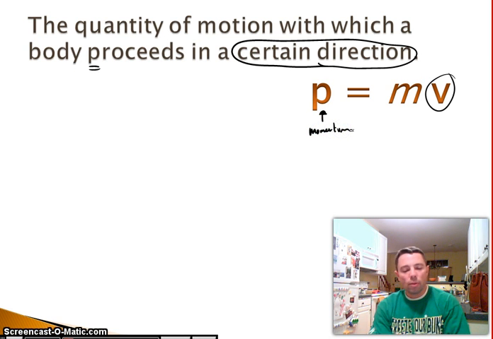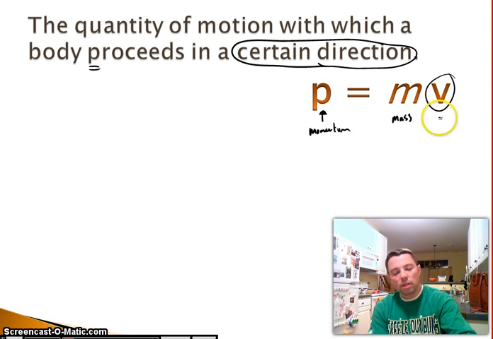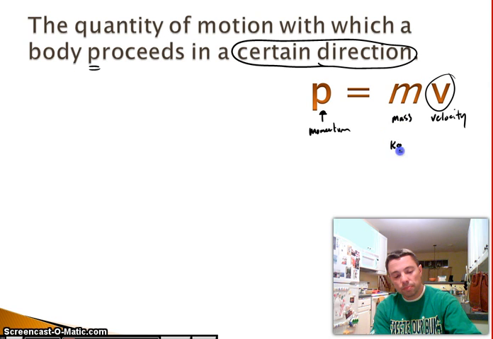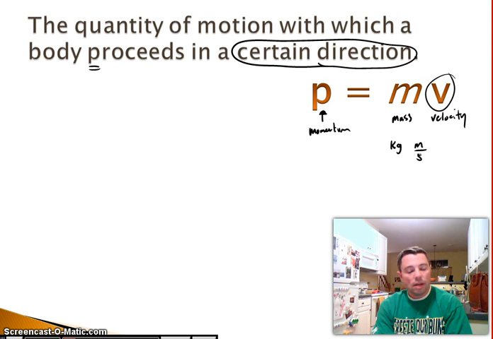And again, momentum has a relationship between the mass of an object and the velocity. Now, when we look at these things, we like to examine what the units look like. Mass is in kilograms, and velocity is in meters per second. So we're looking at a kilogram meter per second. And that's really the way that we talk about momentum, in kilogram meters per second.